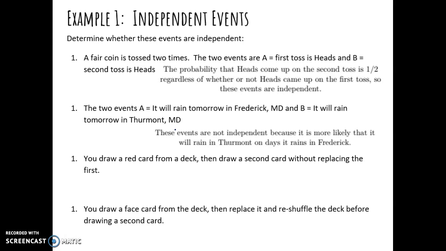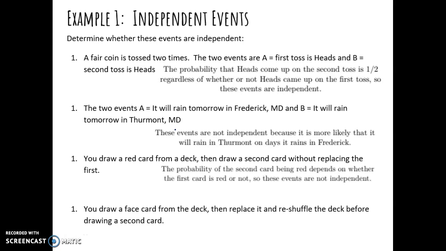You draw a red card from a deck, then draw a second card without replacing the first. That's like the probability of the aces we found earlier. If we do not replace that first card before we draw the second, that will have an effect on the probability of the second card. Because we no longer have a 52 card deck, we now have a 51 card deck. So this would not be independent either.